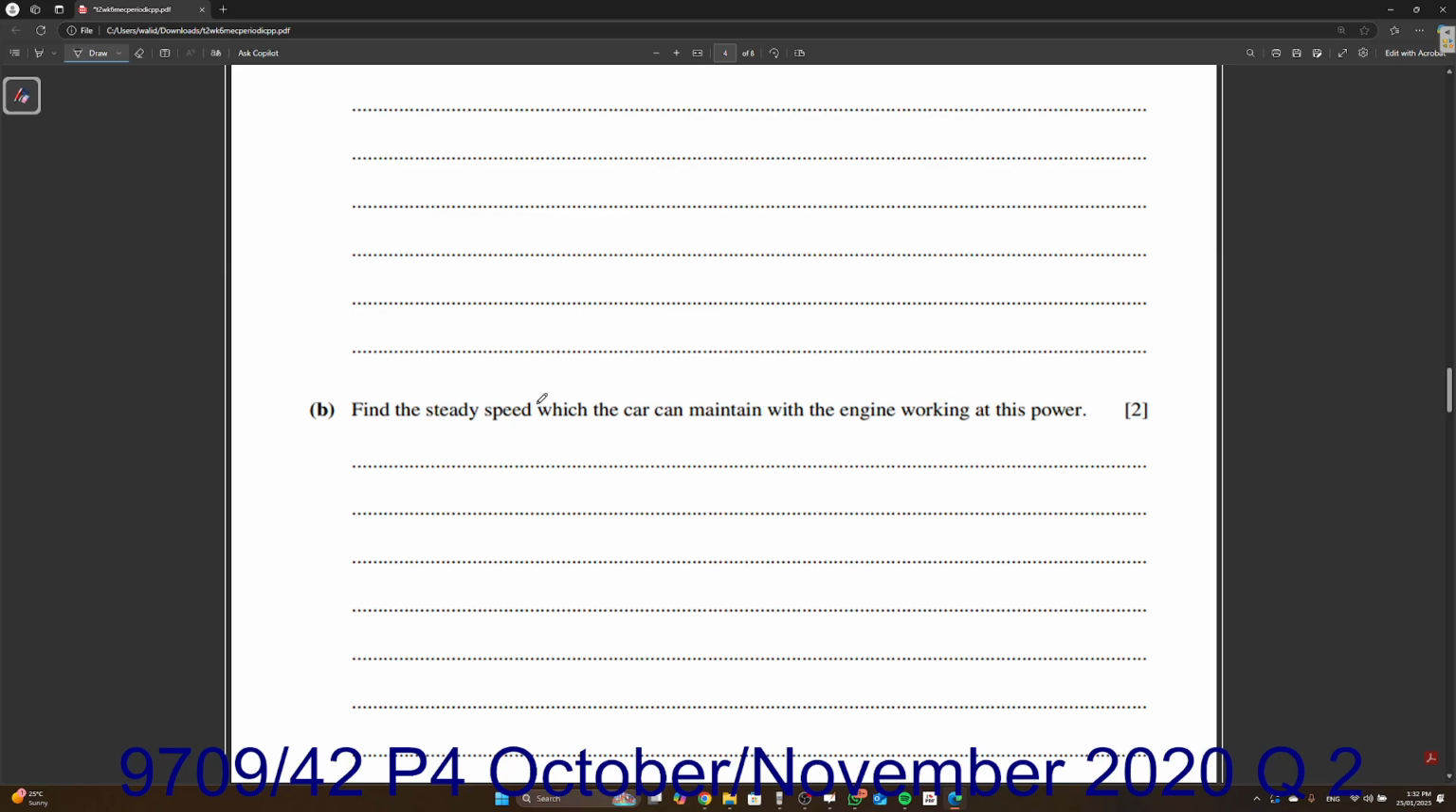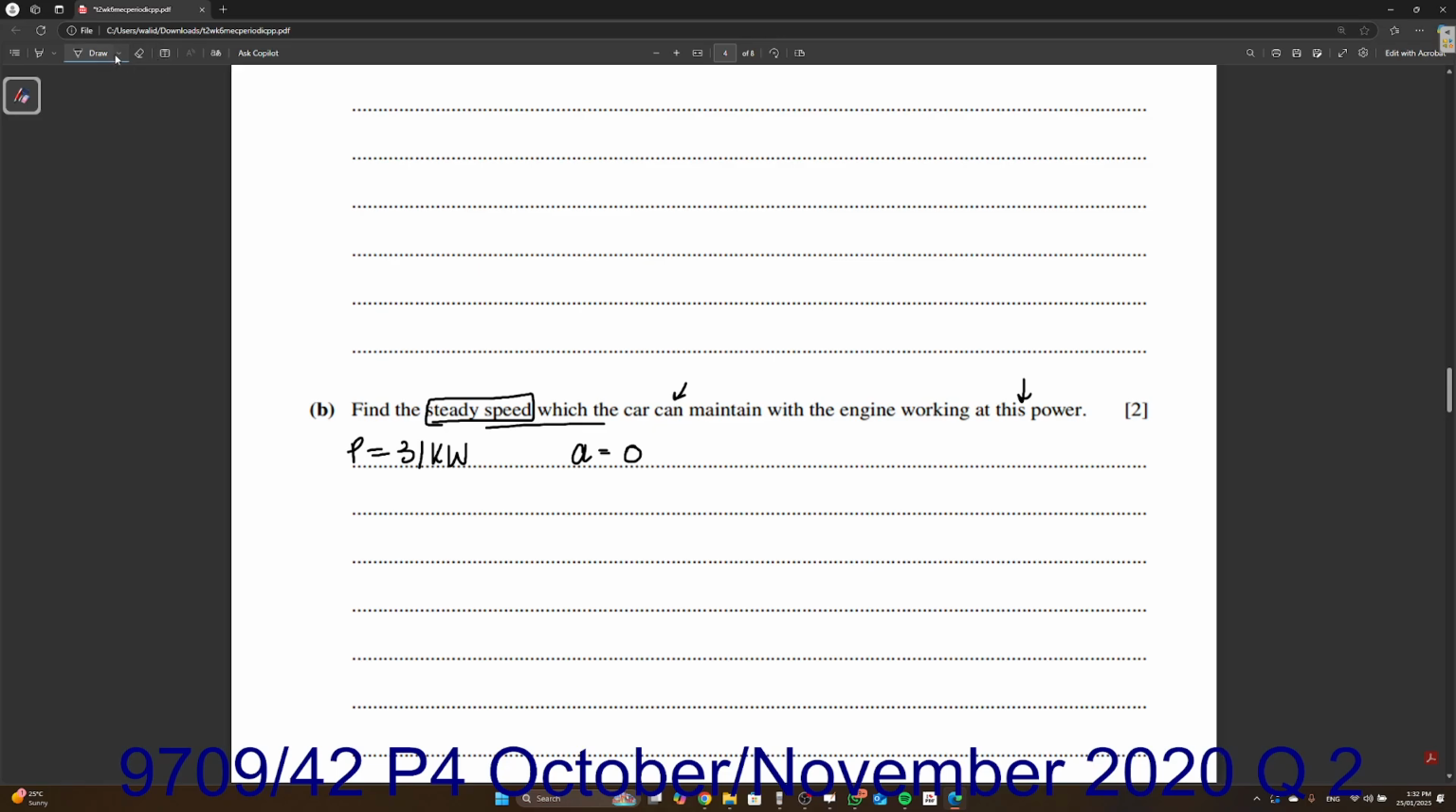Anyway, part B: find now the steady speed which the car can maintain working at this power. So now we're saying working with this power, P is equal to 31 kilowatts from part A, find the steady speed which the car can maintain. Okay, what's the keyword? Steady speed. What does that mean? Acceleration is equal to 0, right? So what does that mean?